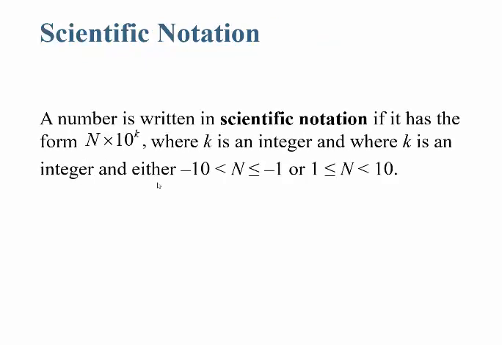All right. One last thing, let's talk about scientific notation. A number is written in scientific notation if it has the form n times 10 to the k power. This is where k is an integer, and n is either somewhere between -10 and -1, or between 1 and 10.